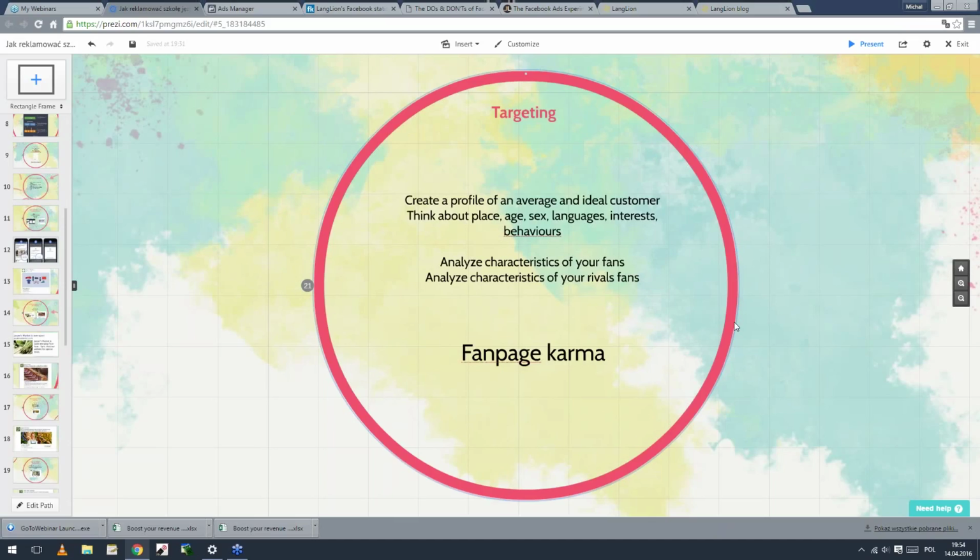What about targeting? What's next? So before you send out a campaign, think about your ideal customer. Think about your average one, so the usual one that comes to your office and signs the contract and has some pluses, with an ideal.